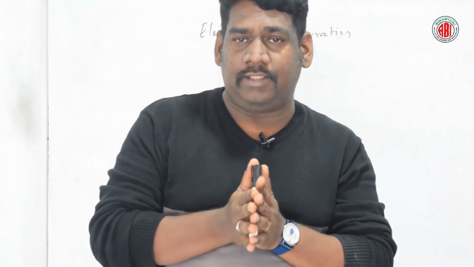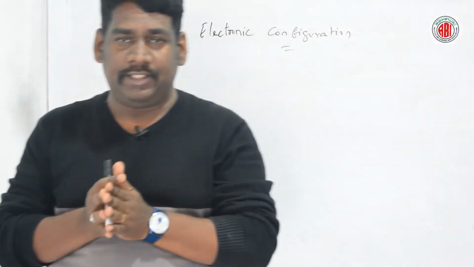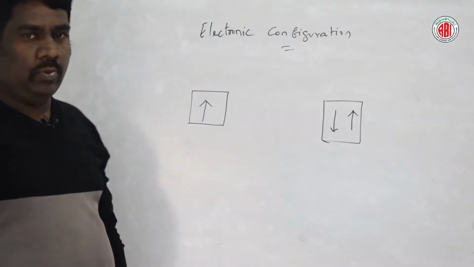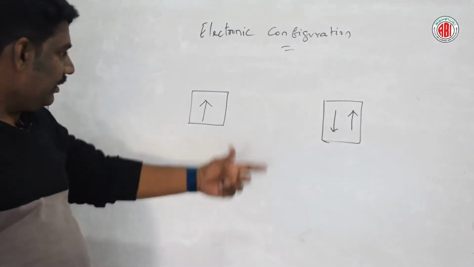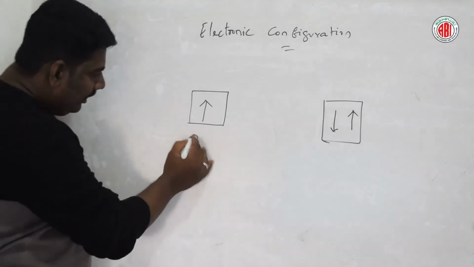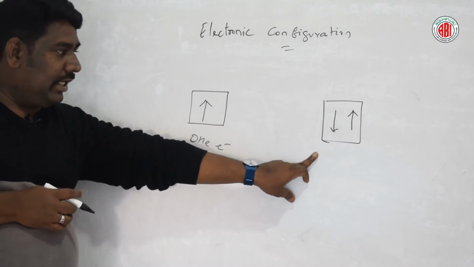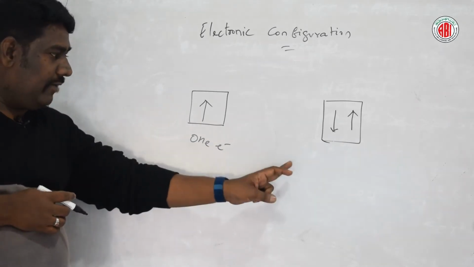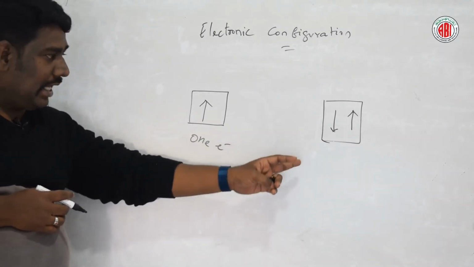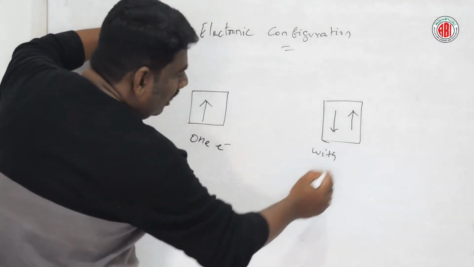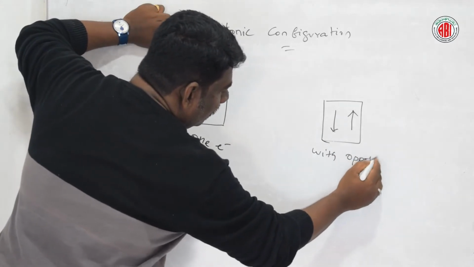For example, an electron can have two different spins, one in the opposite direction of the other. One electron could be represented in this manner, and this is the opposite spin. The electron undergoes spin in the clockwise direction and the anti-clockwise direction, so electrons have opposite spin.